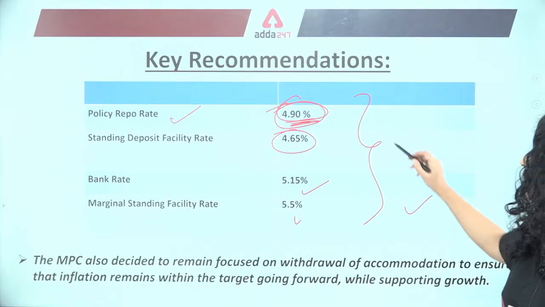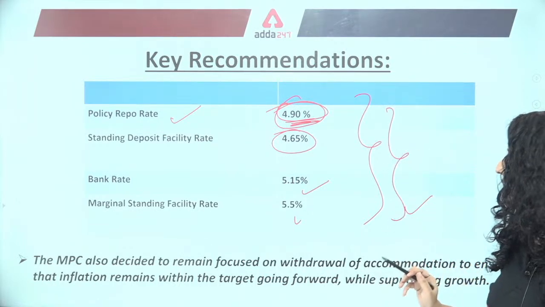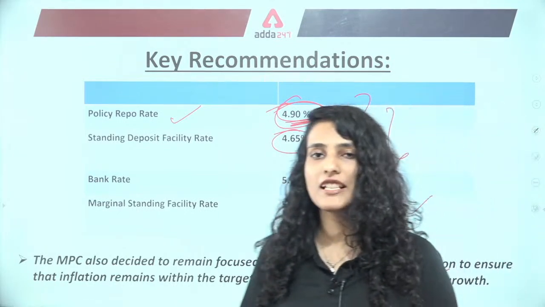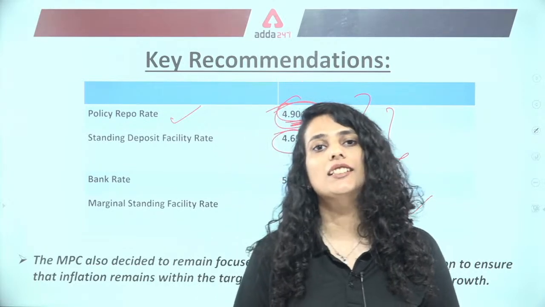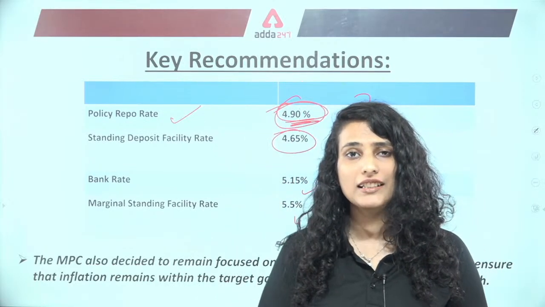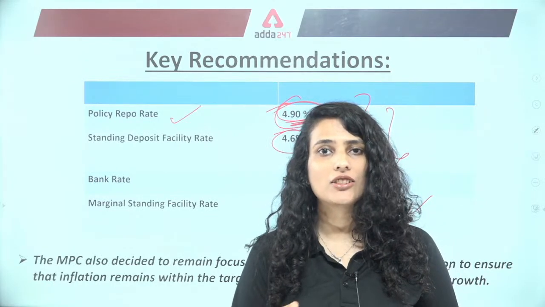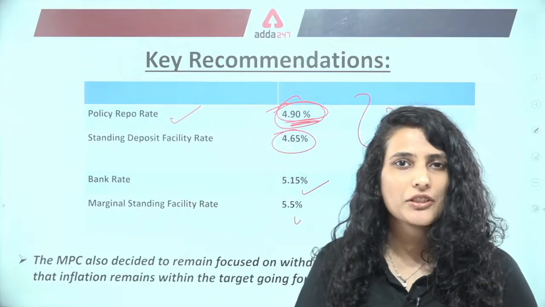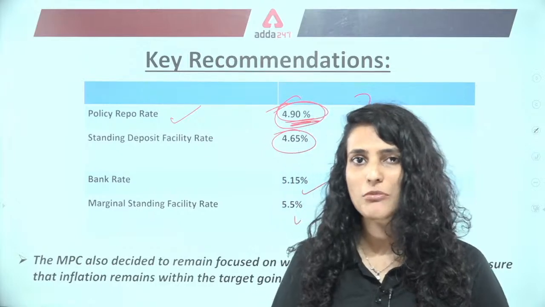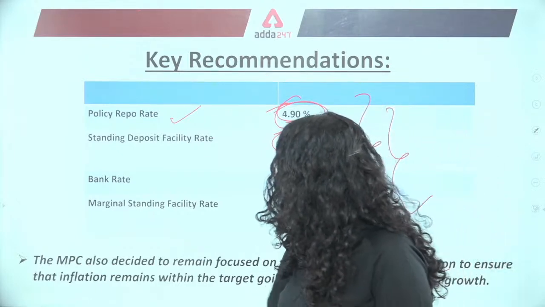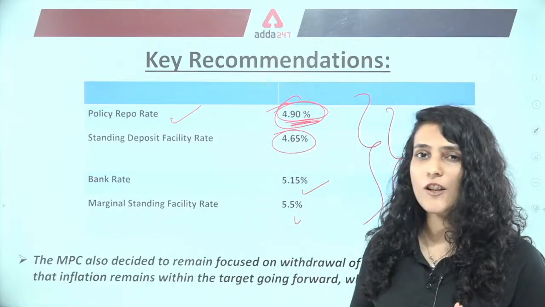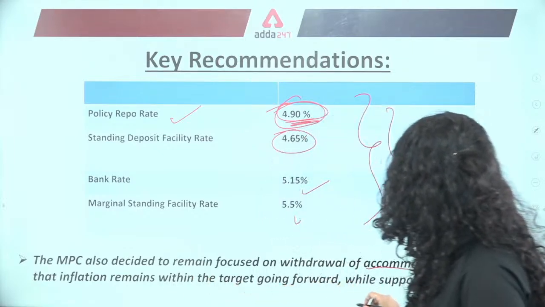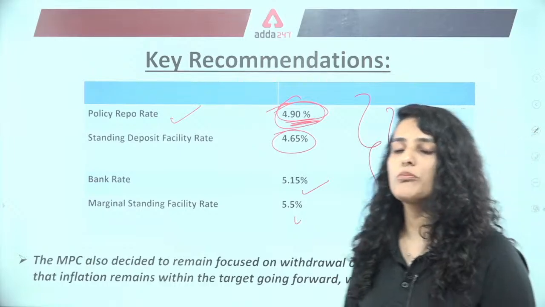Also, along with reduction in these policy rates, the RBI has also decided to focus on the withdrawal of accommodation. So accommodation means liquidity adjustment facility के through RBI liquidity accommodate करती है. It accommodates excess or a crunch in liquidity in the banking system. So over accommodation is also not very healthy for the economy because it disrupts the proper functioning of the market. So keeping that in mind, the monetary policy has focused on limited accommodation or withdrawal of accommodation to some extent, so that inflation remains within the target going forward, while it also supports growth.